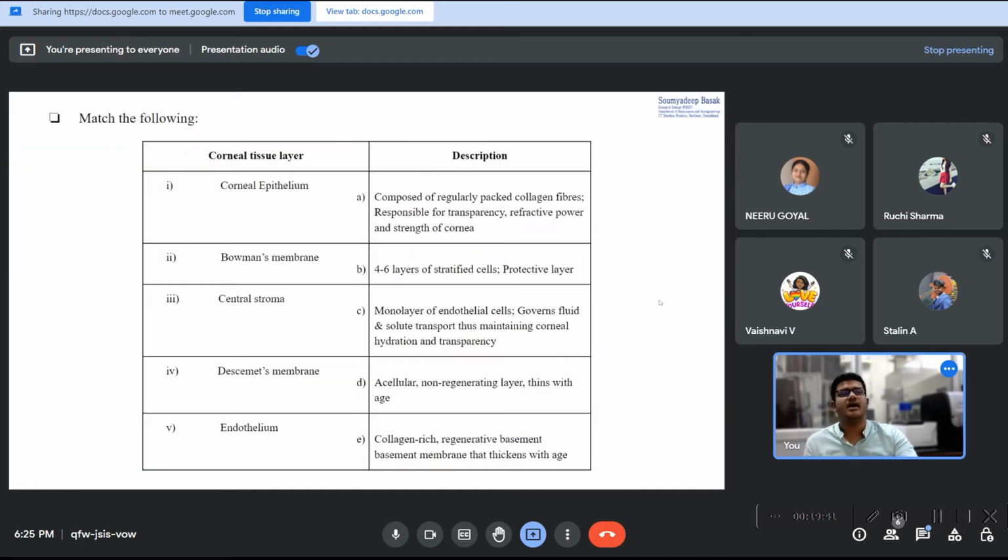Right. There is a match-the-following table. It is about the corneal tissue integral, right? There are various layers, as you can remember. So first, we start with this. What is the corneal epithelium among the descriptions? What do you think would be the corneal epithelium?